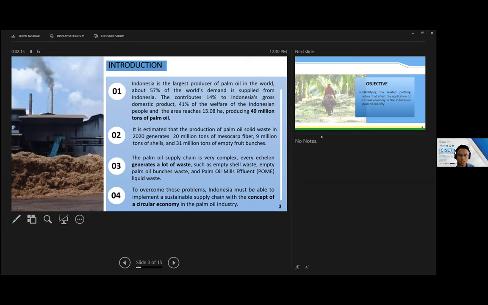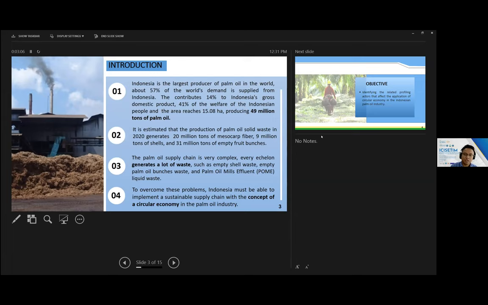Currently, as we know, in Indonesia there is a national issue for palm oil because the price of palm oil increased almost 100%. Before, the price was 12,000 rupiah, and now it is 24,000 rupiah. So palm oil is very essential for Indonesia. And in my opinion, palm oil is a political commodity for Indonesia.